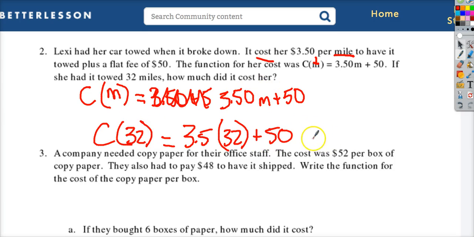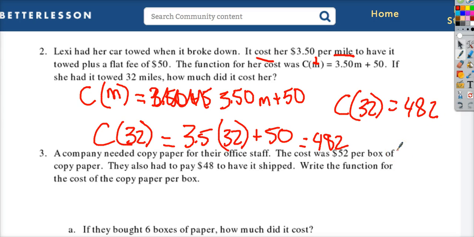plus 50, right? I'm not going to do this one in my head, so let me put that in the calculator real quick. Times 32, 112 plus 50 is 162. All right, what does that mean? I'm going to say C of 32 equals 162. What does that mean? In context. Pause the video and tell me what that means in context.